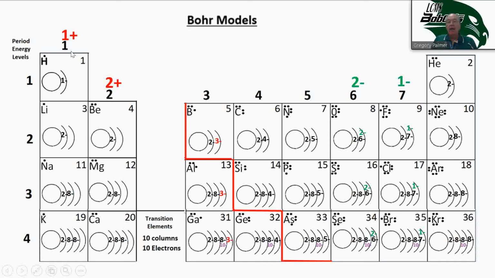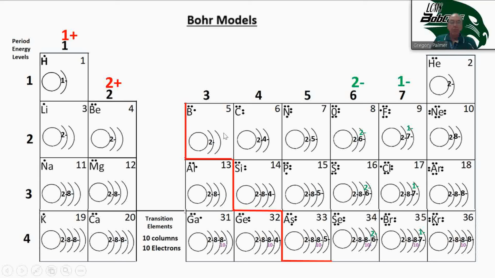So remember we said in ionic bonding, some elements lose, they lose negatives and they become positive. Some elements gain electrons, they gain negatives, and they become negative. These numbers I'm putting up here at the top in red and in green are called the oxidation state of the elements when they become ions.